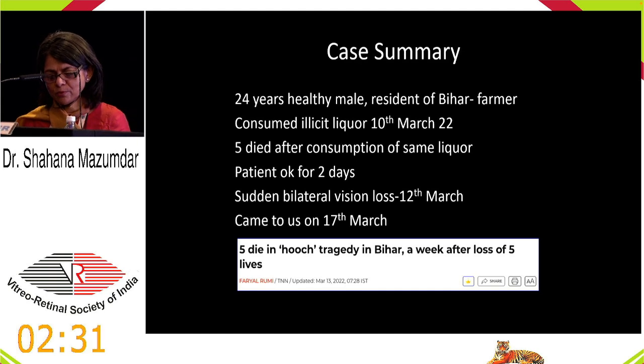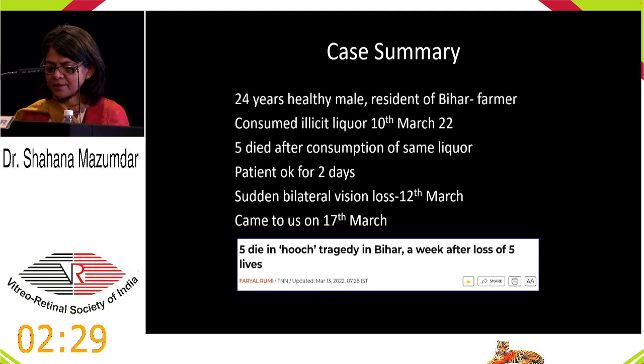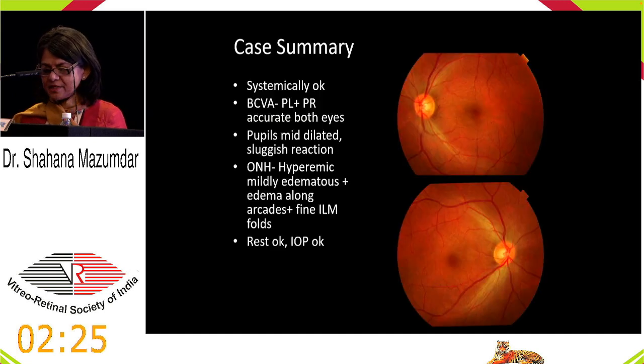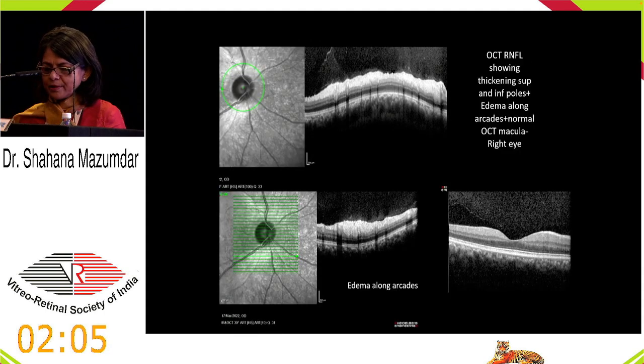He was okay for 2 days, after which he developed sudden bilateral loss of vision on the 12th of March. He came to us on the 17th. On examination, systemically he was okay, but his vision was PLPR accurate in both eyes. Both pupils were mid-dilated, reacting very sluggishly. The only clinical findings were that the optic nerve heads were mildly hyperemic and a little edematous, and there was edema along the retinal arcades as well, and maybe fine ILM folds. The rest was fine, including the intraocular pressure.